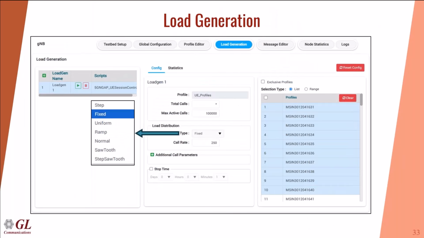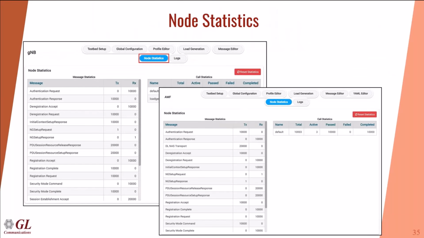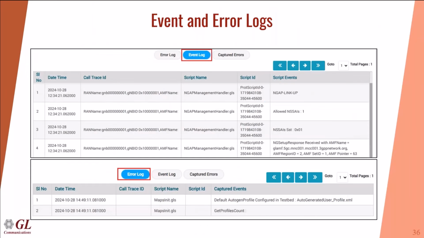Similarly, we have load generation where you can select the load patterns you want to generate. You can select the script and the number of profiles, that is the UEs, and then hit start. Then it starts generating the load. Once it starts generating the load, you can look at the statistics for the actual load generated, how many active, total, passed and failed calls, etc. In the node statistics, you can see the sent and received message statistics in each and every node separately. We also have events and error logs to keep track of issues for debugging purposes.